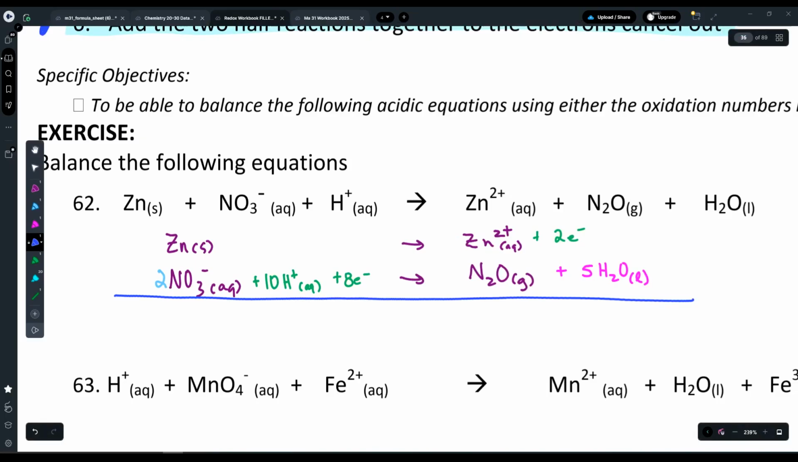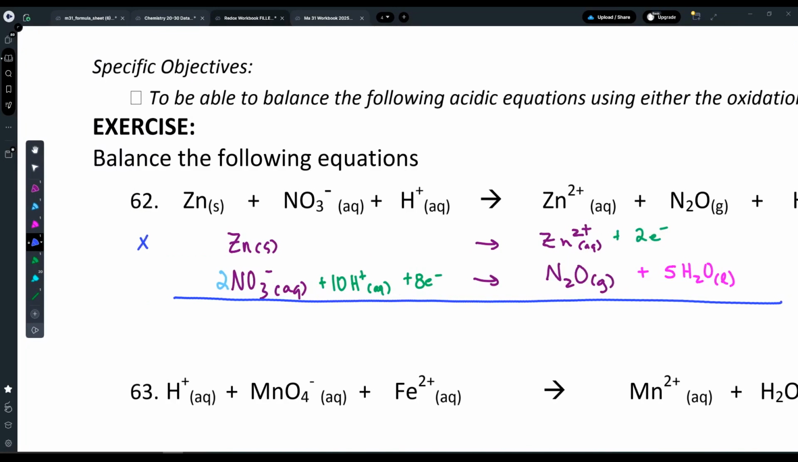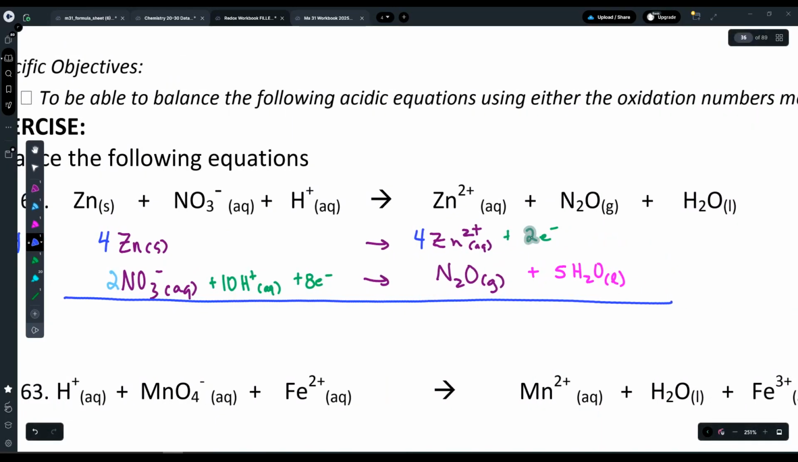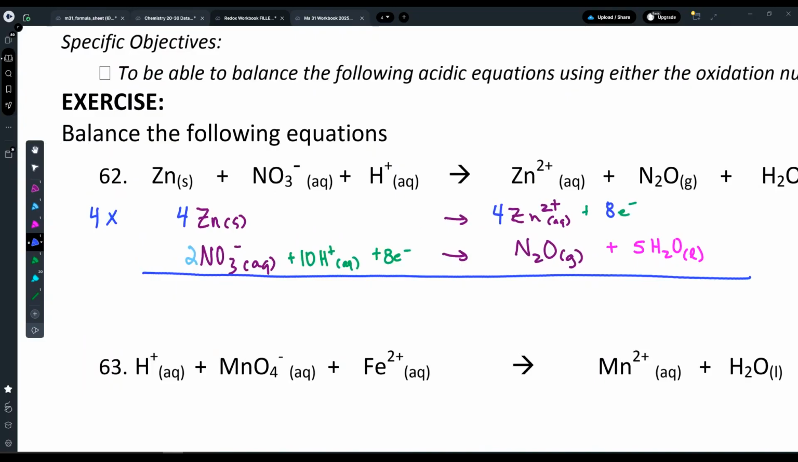Okay, so we're at the stage where we're asking ourselves, what's the lowest common multiple between 8 and 2? Well, that's going to be 8. So that means I'm going to have to times my first reaction by 4, and I've got to make sure to multiply everything in this reaction by 4. So that's going to be 4 zincs, 4 zinc 2+ ions, and then 2 times 4 is going to be 8 electrons. Okay, so now we have our electrons. We have equal amounts, but on opposite sides of the reaction arrows, so they cancel out.